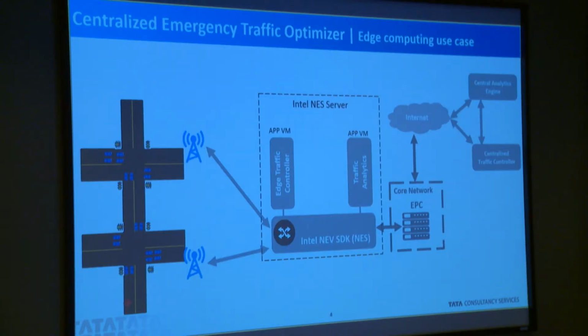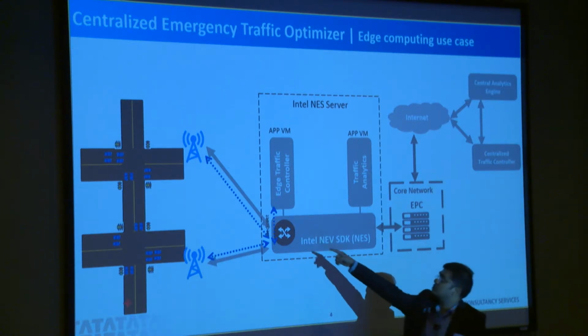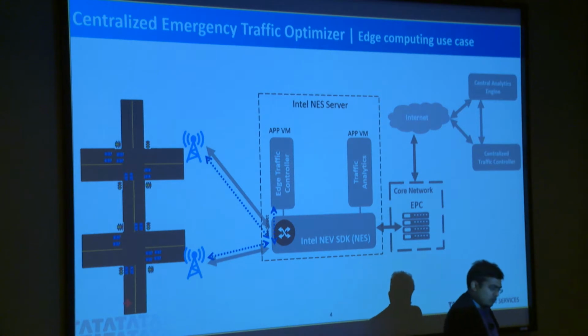So let's see a traffic scenario. Say I have an ambulance coming in. How will my ambulance tell where I need to go? That can be controlled by my centralized analytics engine, a centralized traffic controller. As soon as it comes in, it goes to my radio, which will redirect the traffic towards the edge traffic controller, which will say, okay, you have this traffic here.